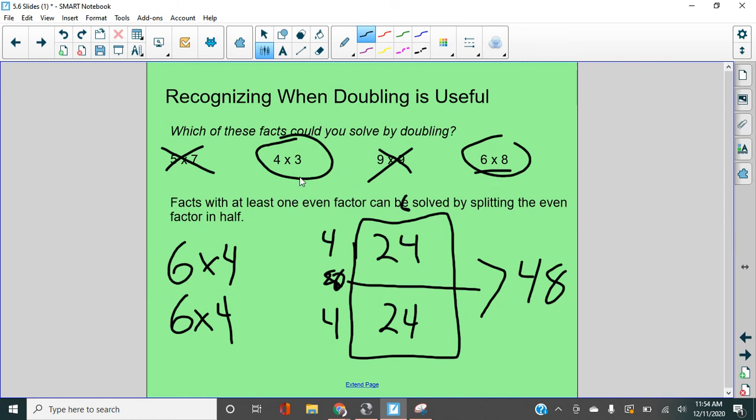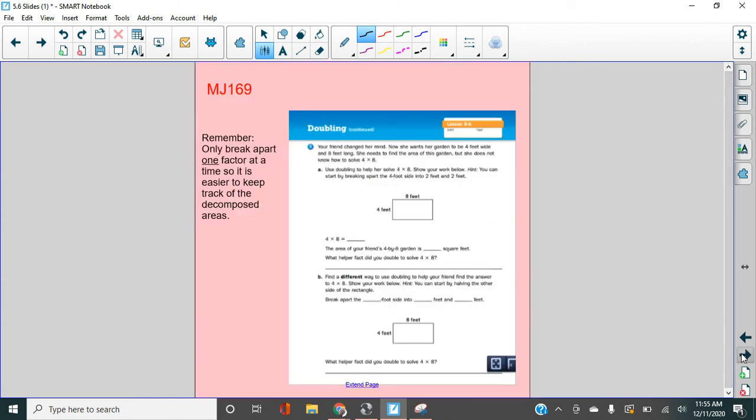Now, I wouldn't use it on something small like this, right? This is just 4 plus 4 plus 4 equals 12. But sometimes it can be a useful strategy. Now, I like the helper fact strategy for 6 times 8. But if that's not working for you, this one might.